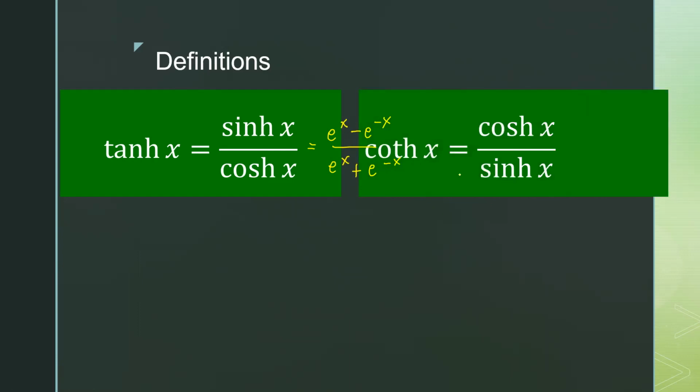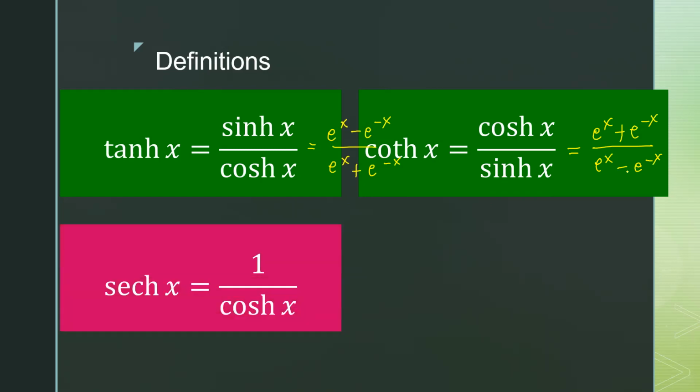Okay, tapos yung hyperbolic cotangent naman, that is the same lang nung cotangent natin na cosine over sine. So itong coth x is equal to cosh x over sinh x. So similarly, this will be e to the x plus e to the negative x all over e to the x minus e to the negative x. Yan. Tapos kapag secant, di ba kung naaalala natin, that is 1 over cosine. So same lang din, sech x or hyperbolic secant of x is equal to 1 over cosh x.